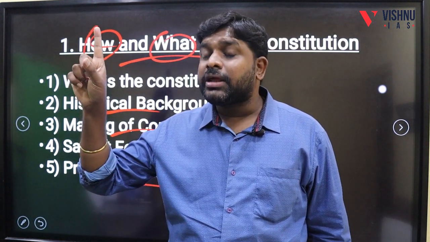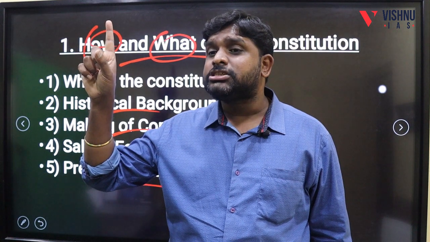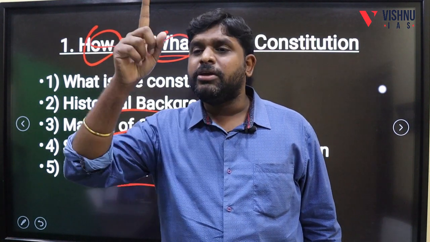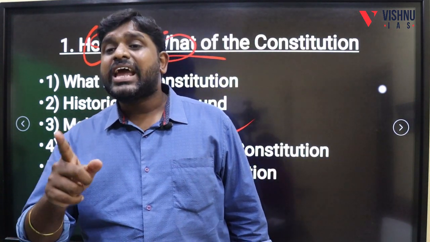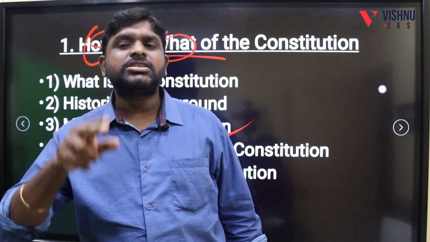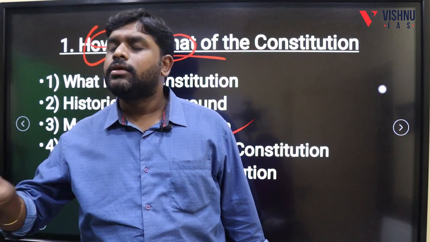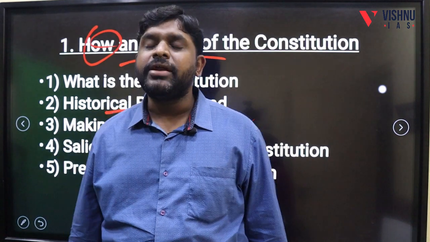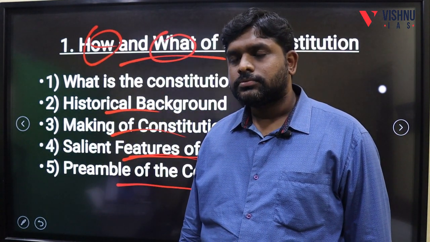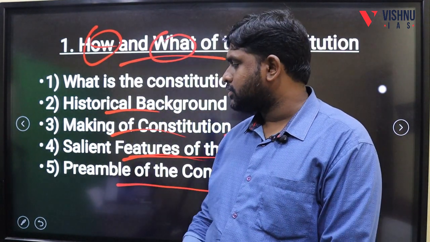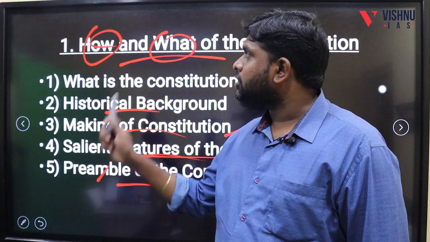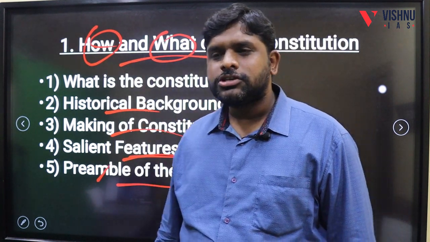As told in the GS Parivarthan YouTube video, whatever promises were made will all be fulfilled with 98% accuracy, 2% out of human error, but 98% we will be implementing it. Preamble of the constitution. How and what of the constitution.